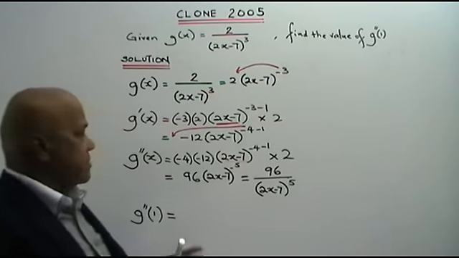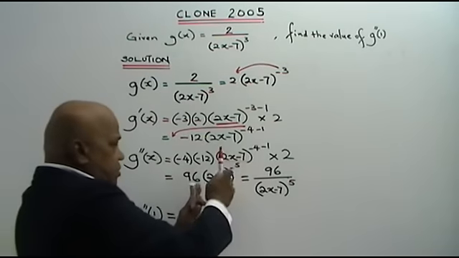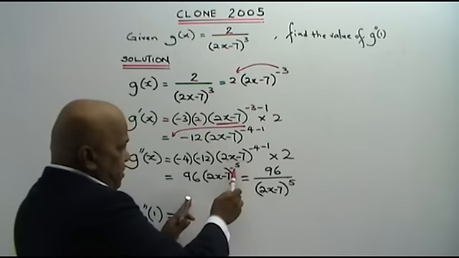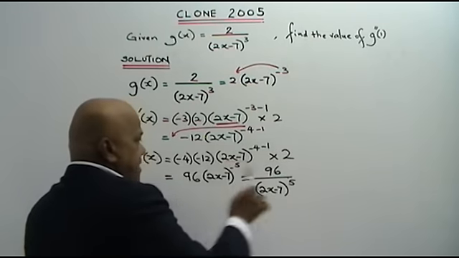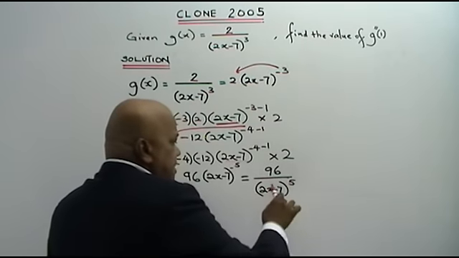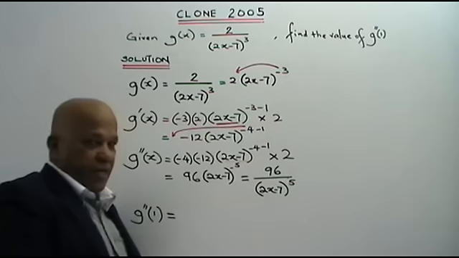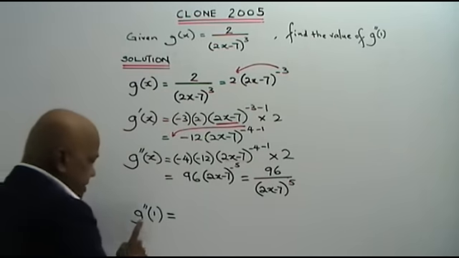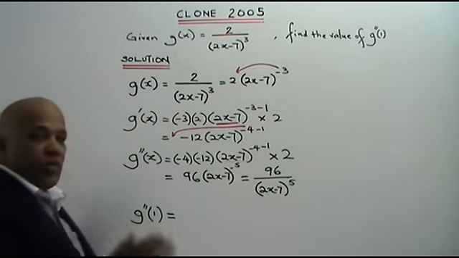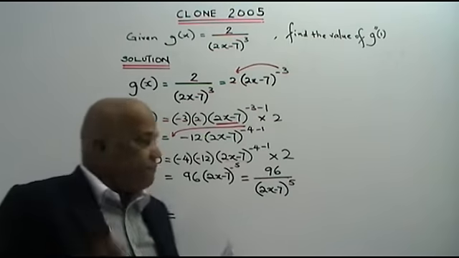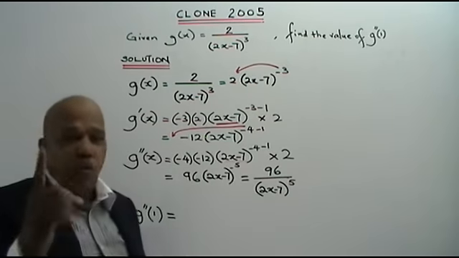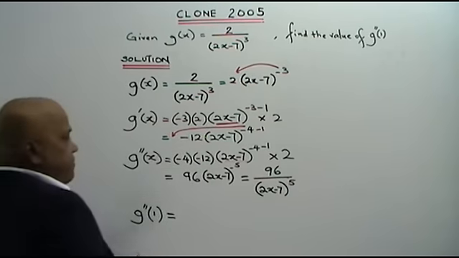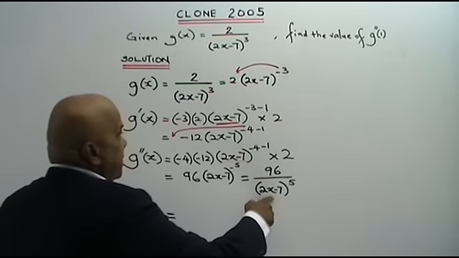Okay? Now you bring this whole thing down. When you bring down, the power becomes positive. So you get 96 over (2x minus 7) power 5. What are we supposed to find? We are asked to find the value of the second derivative when x equals 1. So we substitute 1 here.